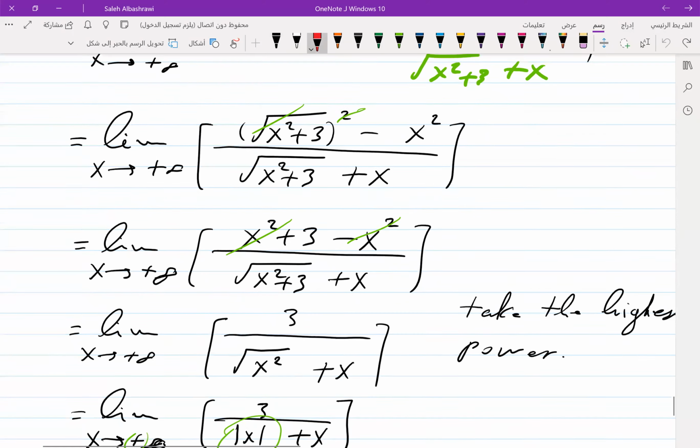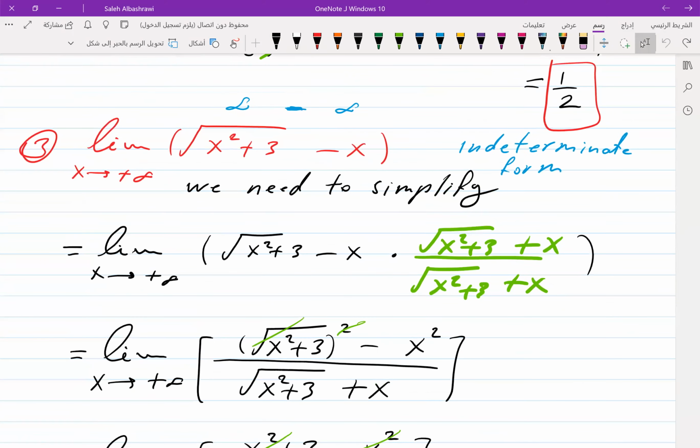We go back to the problem. So at infinity minus infinity, and at the end I got equal to 0. Does it mean this is equal to 0? No, it is not.